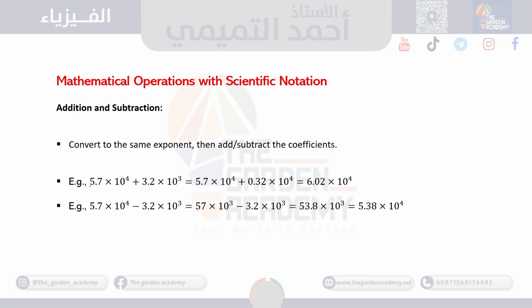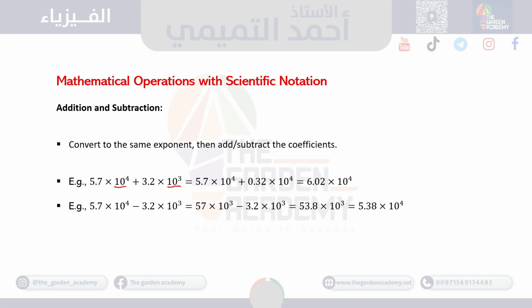If we have 5.7 times 10 to the power 4 plus 3.2 times 10 to the power 3, first we make the exponent the same. This is 10 to the power 4, this is 10 to the power 3. They have to be the same. We either make this 10 to the power 3 or we make this 10 to the power 4. Let's make this 10 to the power 4 for example.